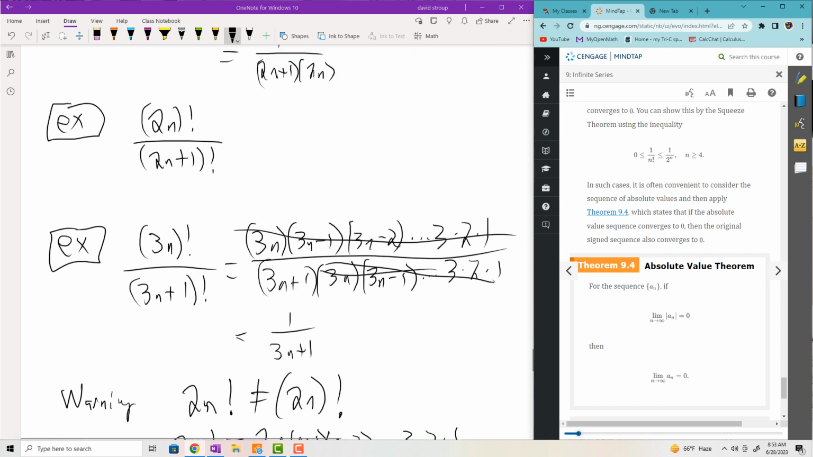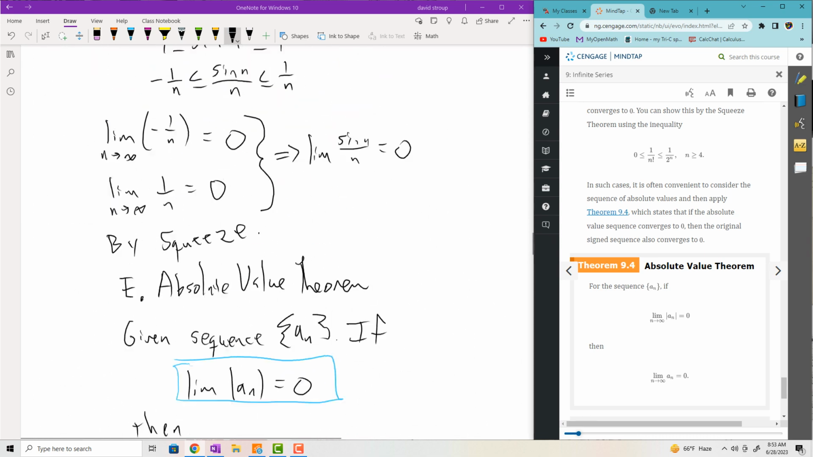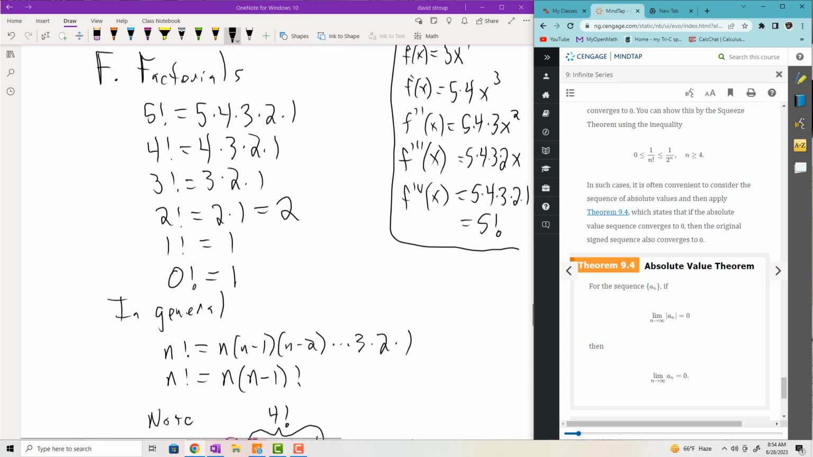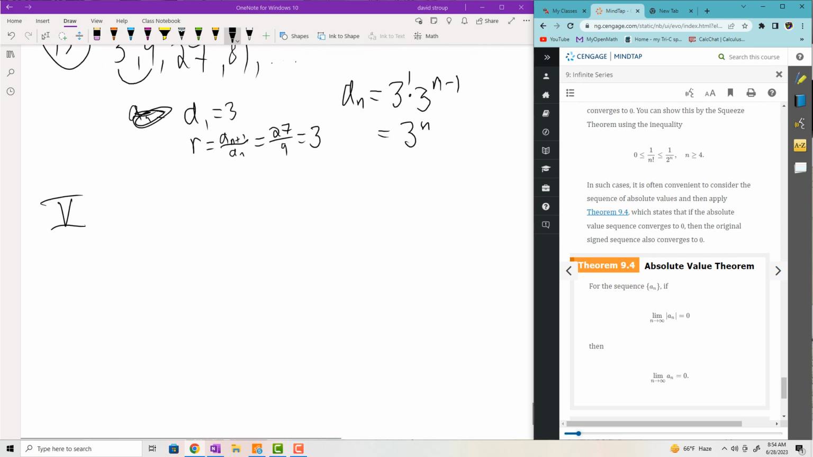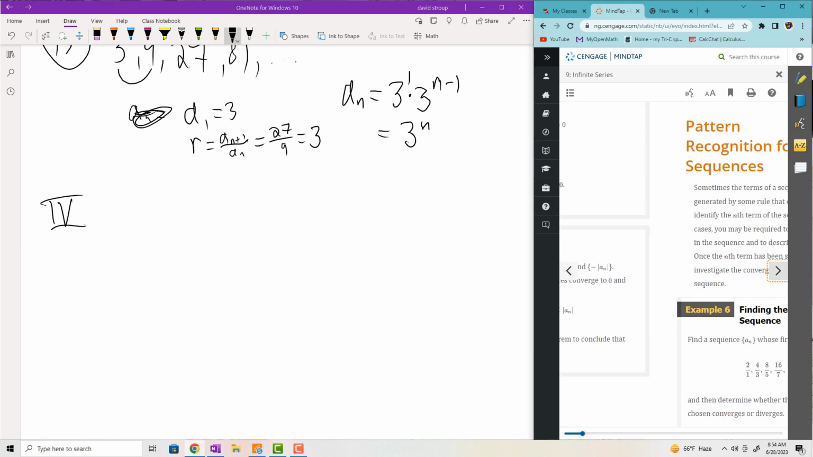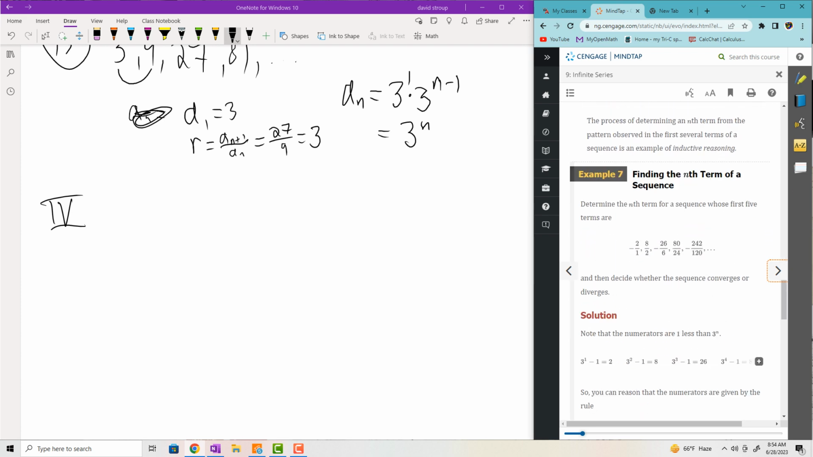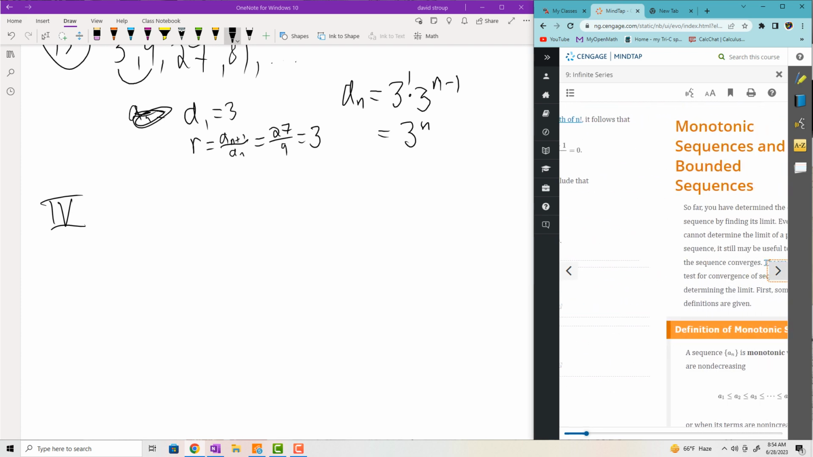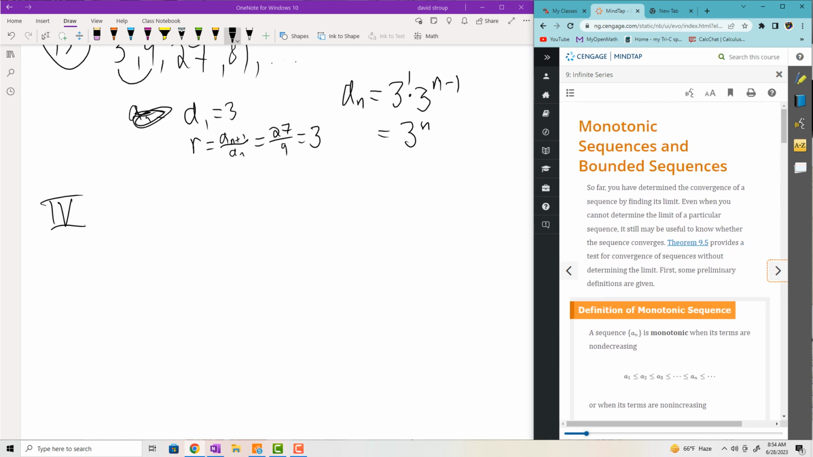theorem, this high-powered theorem. Let me see what number I'm on. It's section 4 in my notes. Let me see where that is in the book. Pattern recognition, I was just talking about that. Here it is, monotonic sequences and bounded sequences. Basically, monotonic bounded sequences are convergent.